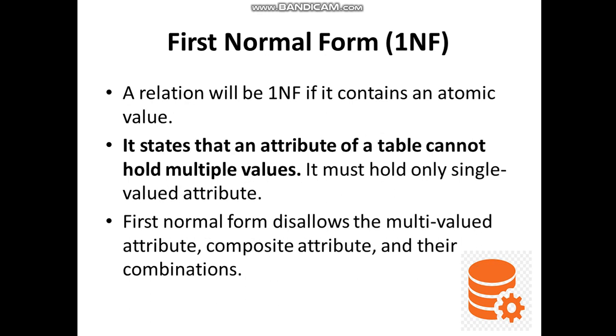It states that an attribute of a table cannot hold multiple values. It must hold only a single value. First normal form disallows the multi-valued attribute, composite attribute and their combination. So composite attributes or multi-valued attributes are not allowed in 1NF. That means one cell will contain only one value. So if a person has two phone numbers, it is not allowed. In one cell you have to insert only one value. This is my first normal form.